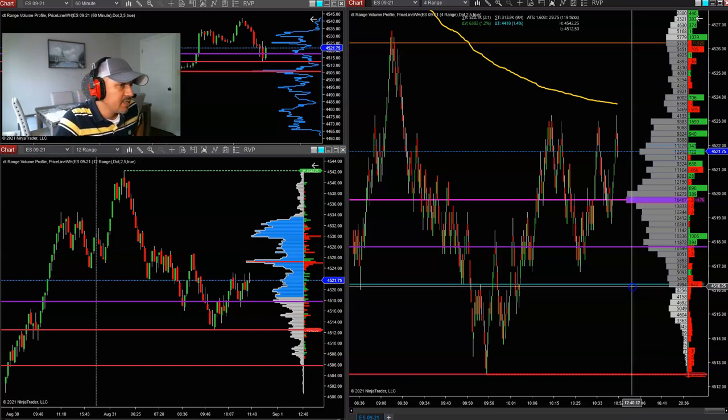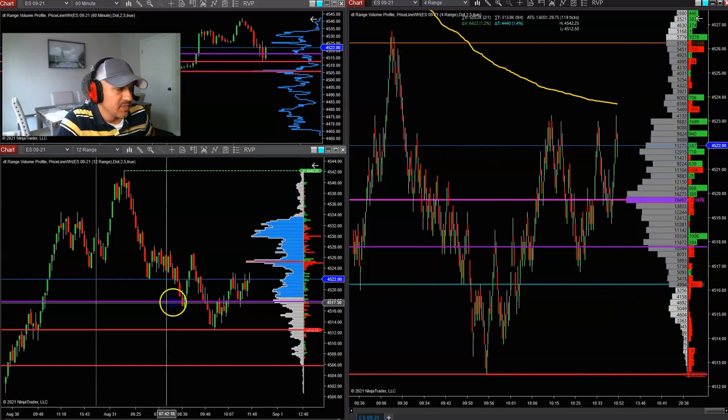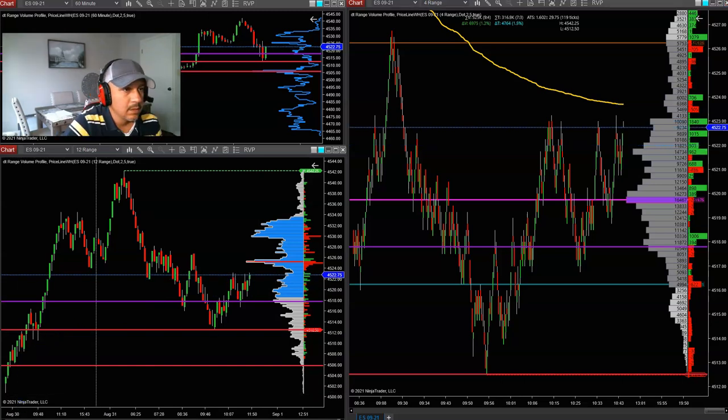Price is moving sideways. Continues moving sideways. Okay, maybe it'll finally break it now. Hopefully it will. I'm not sure. Moving sideways in this area.